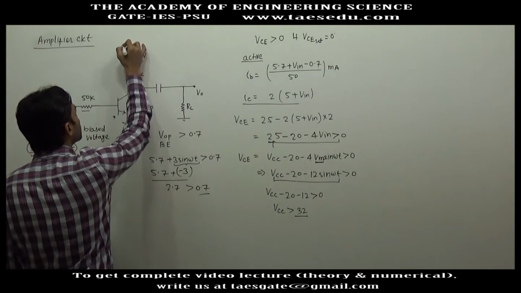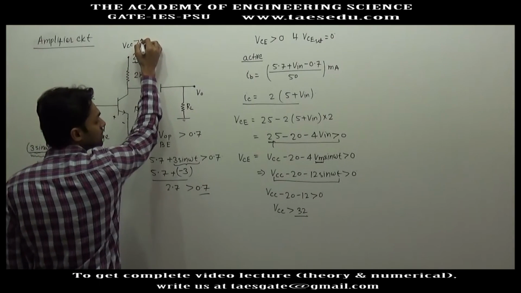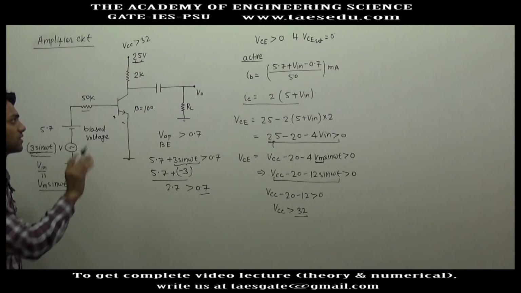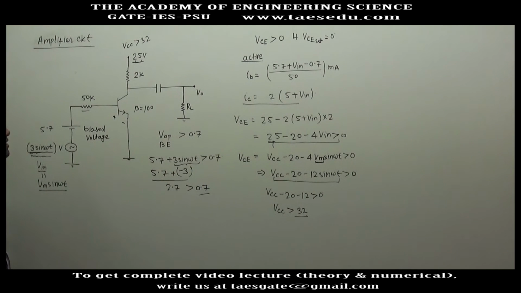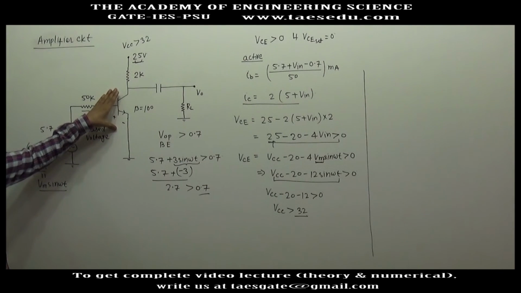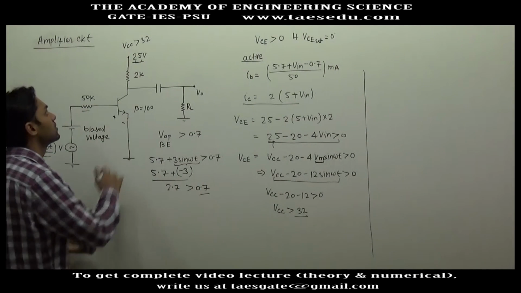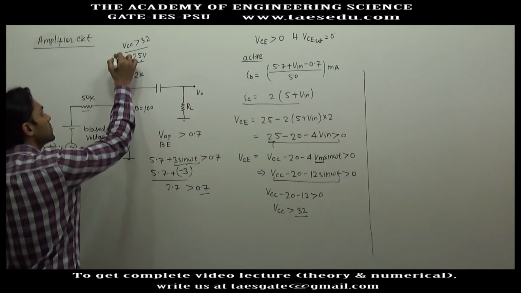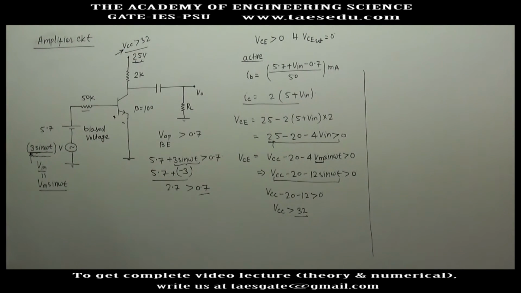Instead of 25 volt, if you put VCC greater than 32 volt, then even with this AC signal, the transistor will always be in active region. So here we observed that if you are connecting an AC signal of higher magnitude, to keep the transistor always in active region, you will have to increase VCC. So this is possible, but with this there is a problem.